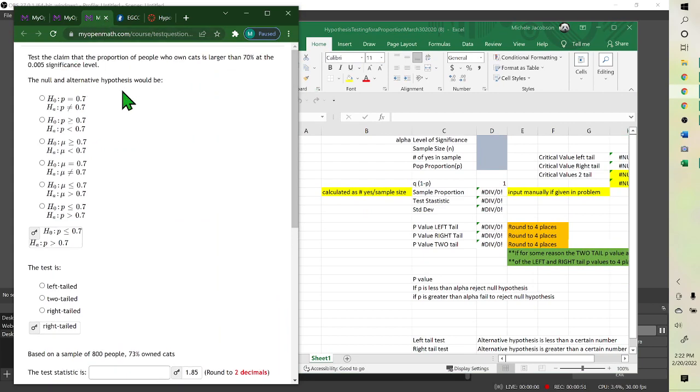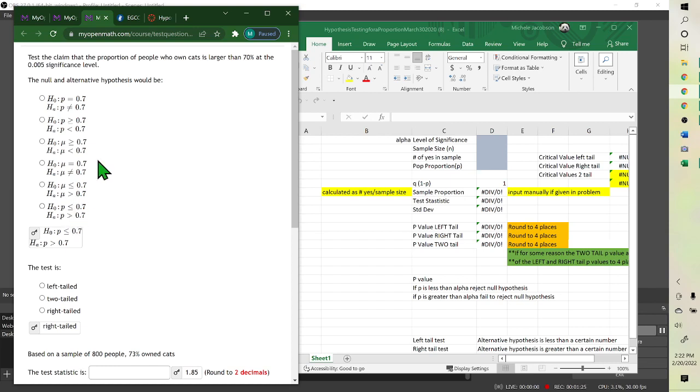Test the claim that a proportion of people who own cats is larger than 70% at a 0.005 significance level. So we want greater than 70%. Well, 70% written as a decimal is 0.7. And we want greater than. This one's not equal to, this one's less than, this one's less than, not equal to. These two are greater than.